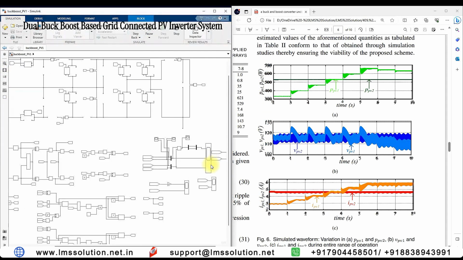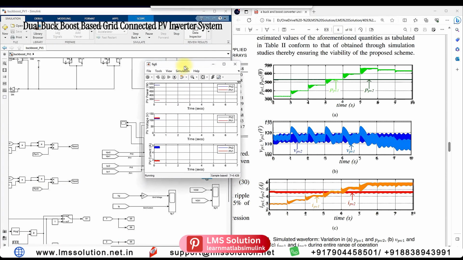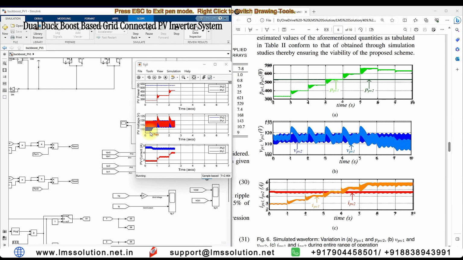Here you will see the results in figure 6. Here you can see the result of this figure 6. This is PV1 power, this is PV2 power. Here you will see that in this result, blue color is PV2 and red color is PV1. You will see that the same kind of result we are getting for the changing irradiation condition.